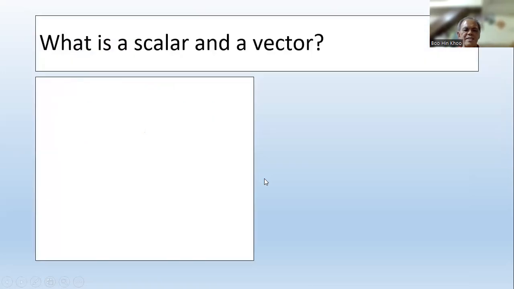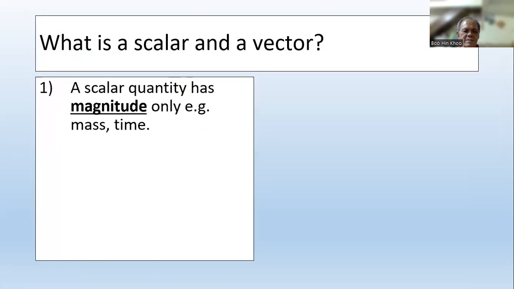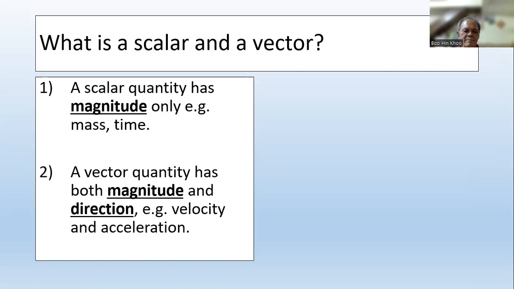Let us start. What is a scalar and what is a vector? A scalar quantity has magnitude only. It doesn't have a direction. It's just a number. Example, mass, time. A vector quantity has both magnitude and direction. It has 2 things, magnitude and direction. Example, velocity and acceleration.